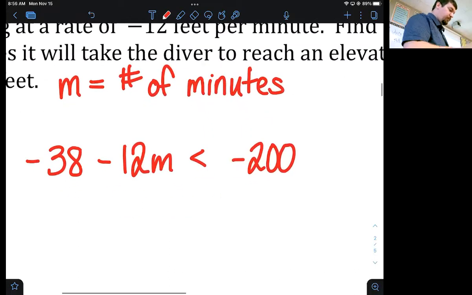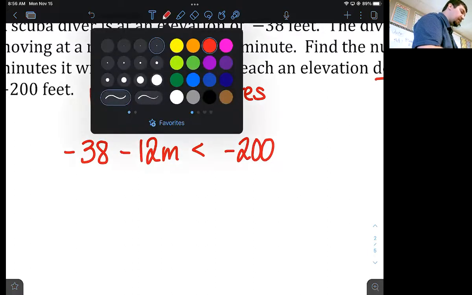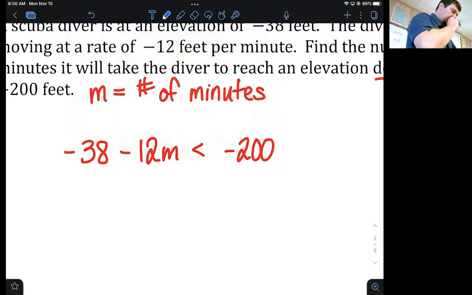I believe this problem from the 4.4 was one of those where you had to choose which of the inequalities work. So you didn't have to write it. So this is why the inequality has to be written this way. Let's go ahead and solve it. Ella, what's our cousin Eddie term? And what's the opposite of that? Plus 38.